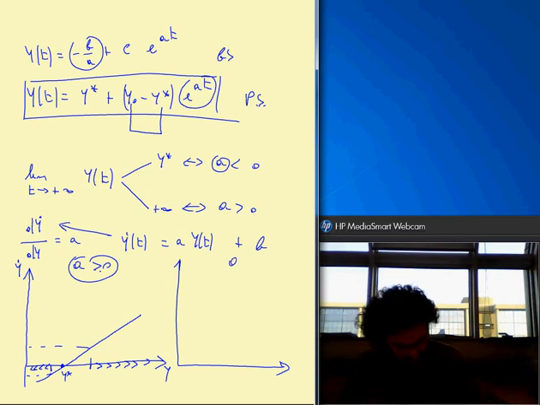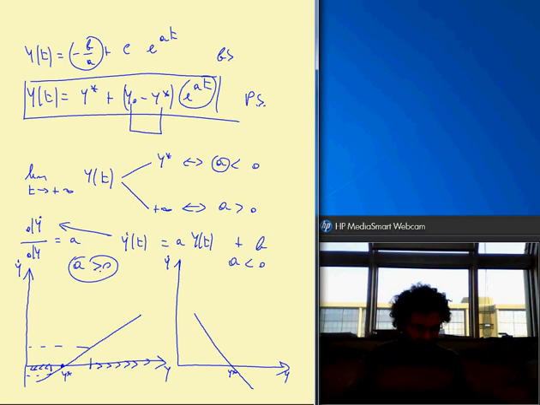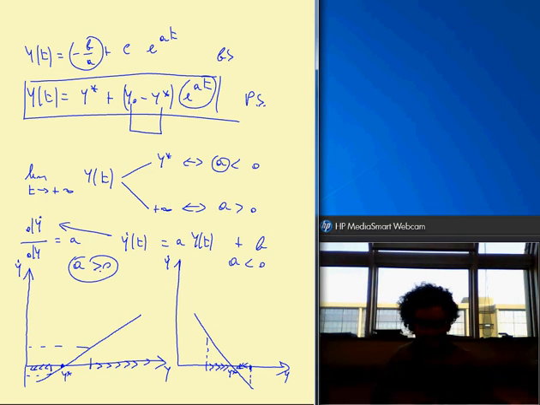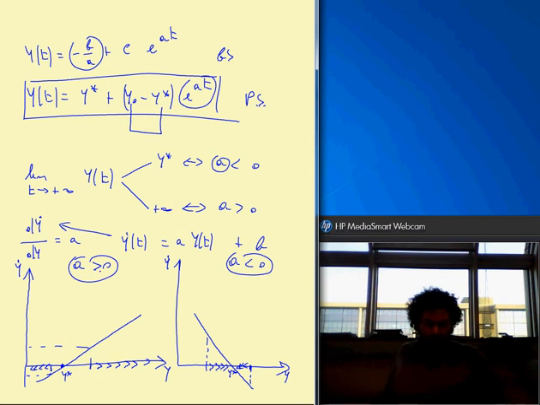The case in which a is smaller than 0 is when y dot with respect to y is decreasing. y star is the value of y which makes the speed equal to 0, so this means steady state. If we are on the right, the speed is negative, this means that we go in this direction. If we are on the left, the speed will be positive, this means that we go in this sense. So y star, also through the phase diagram, will be globally stable if a is smaller than 0.